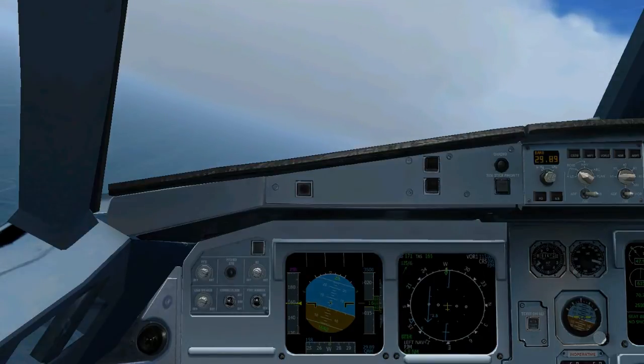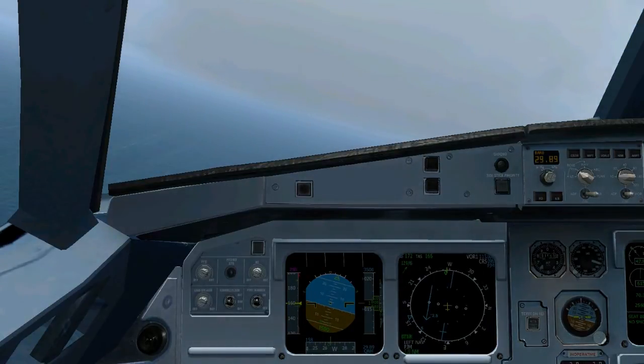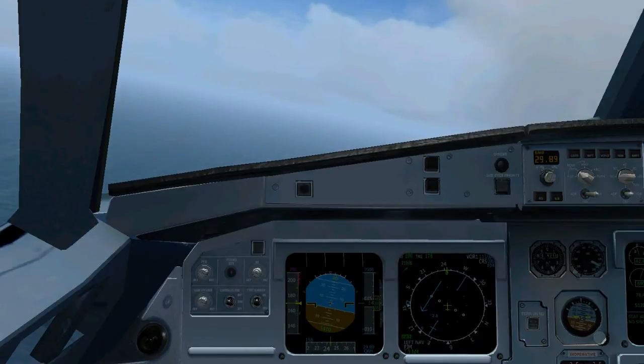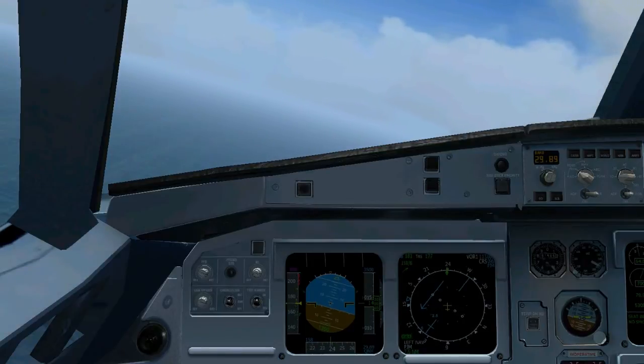Once we're established on a heading of 096 to the VOR, we're going to put our landing gear down, and we're going to start a descent down to 1,040 feet. We're going to maintain 1,040 feet until we pick up the runway visually. If we don't pick up the runway visually, we're going to do a missed approach at the VOR. But the weather is not too bad. We should be able to see the runway from far away.